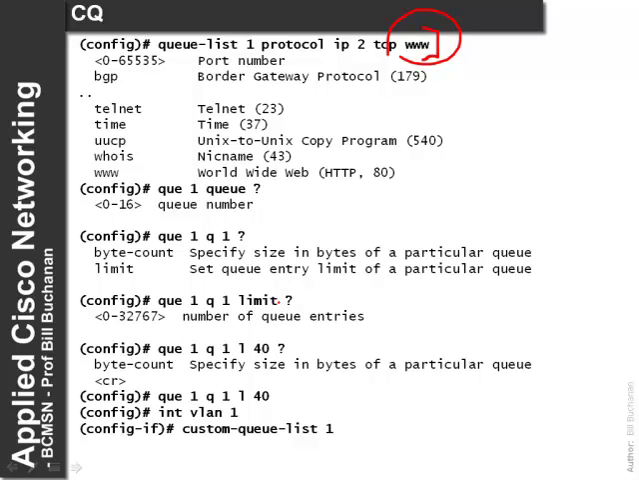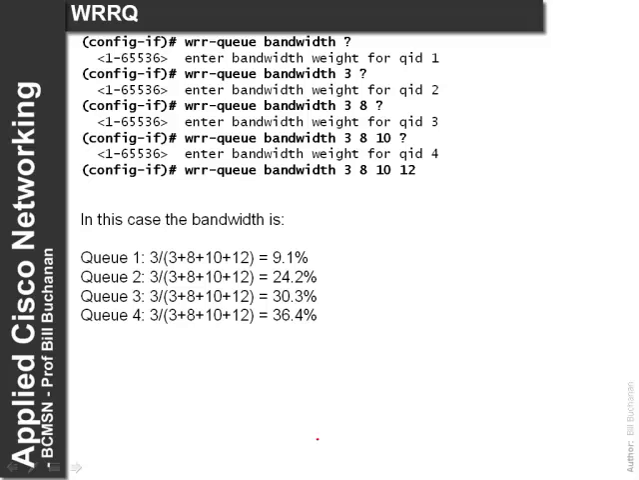We can also define the limits for the queue. We can see we can get up to 32,767 different queue entries, and also define the byte queue for the size of it. We apply it onto an interface or a VLAN with custom queue list and list number.